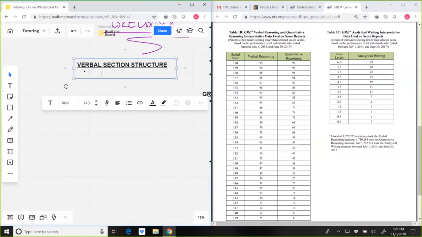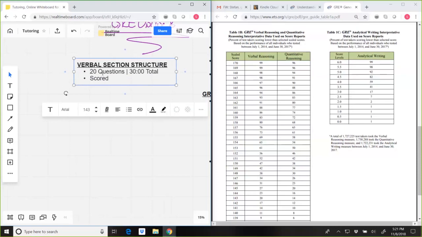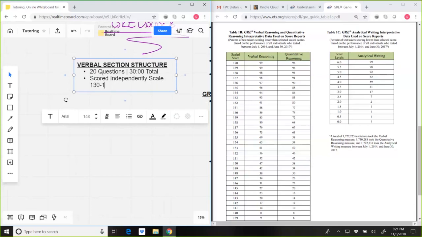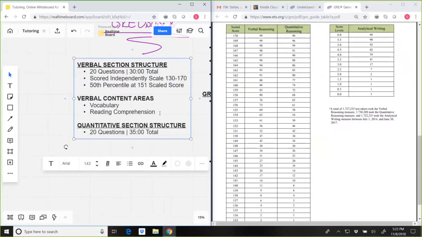Every verbal section is going to have 20 questions, and they're each going to last 30 minutes. And it's scored independently on a scale of 130 to 170. So you can see that here on the right-hand side of the screen. And you can see it's basically a bell curve.